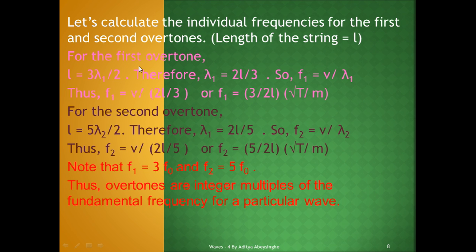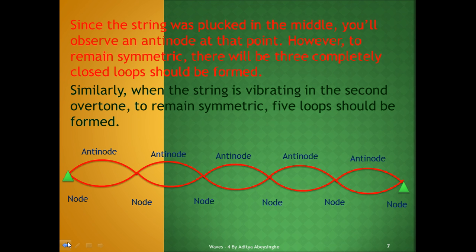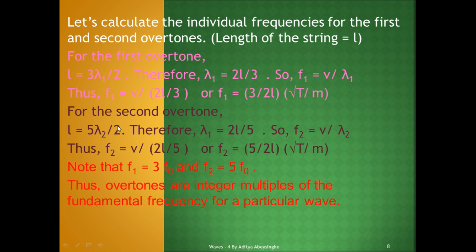So for the second overtone, we can derive a relationship in a similar way. Since 5 loops are formed, and each distance is lambda by 2, it will be lambda by 2 times 5. I'll take the wavelength to be lambda 2 now, because it should be different. So the length of the string L is now 5 times lambda 2 by 2. So you can say that lambda 2 is now equal to 2L by 5, right? So F2 is equal to V over lambda 2. So you can finalize that F2 is now equal to 5 over 2L times root T over M, right?